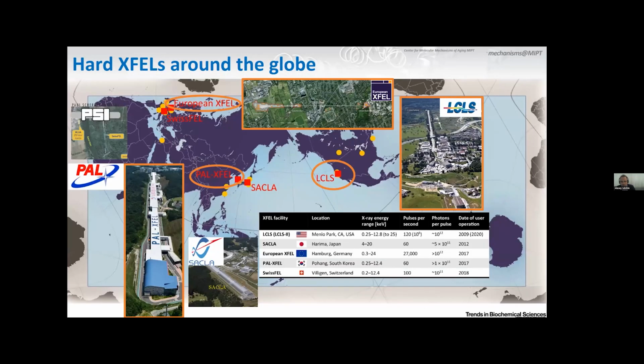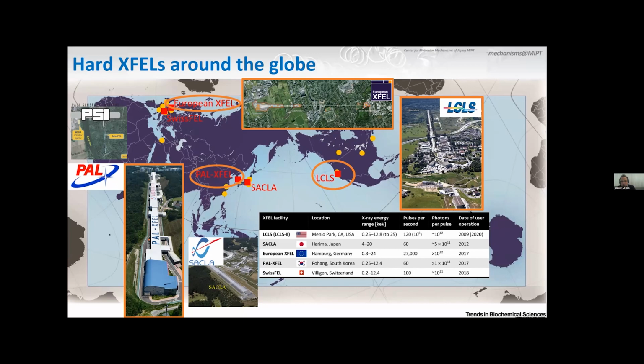There are only a few hard X-ray free electron lasers in the world available: European XFEL, Stanford XFEL, Swiss XFEL, and also PAL in South Korea and SACLA in Japan. We used to obtain data at European XFEL, PAL and LCLS in Stanford, and now only PAL is available for Russian scientists.